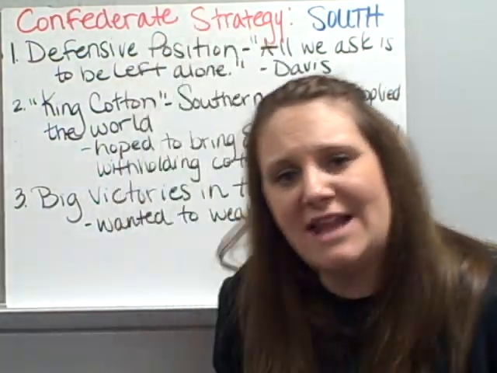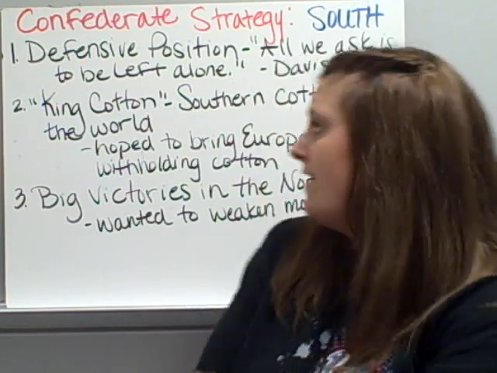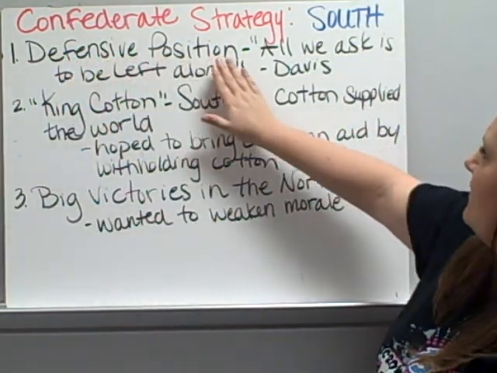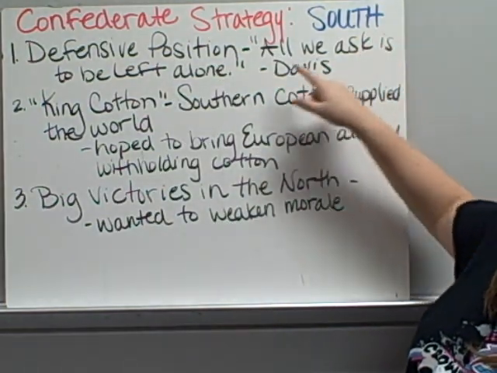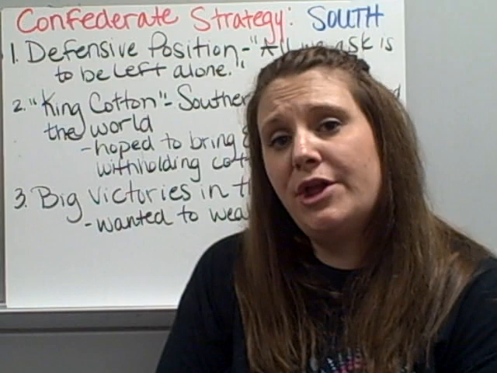Okay, so what was the strategy? Well, the Southern strategy had three parts. Number one, they were going to do what's called a defensive position. Jefferson Davis has said, all we ask is to be left alone. They really did not want to go to war.